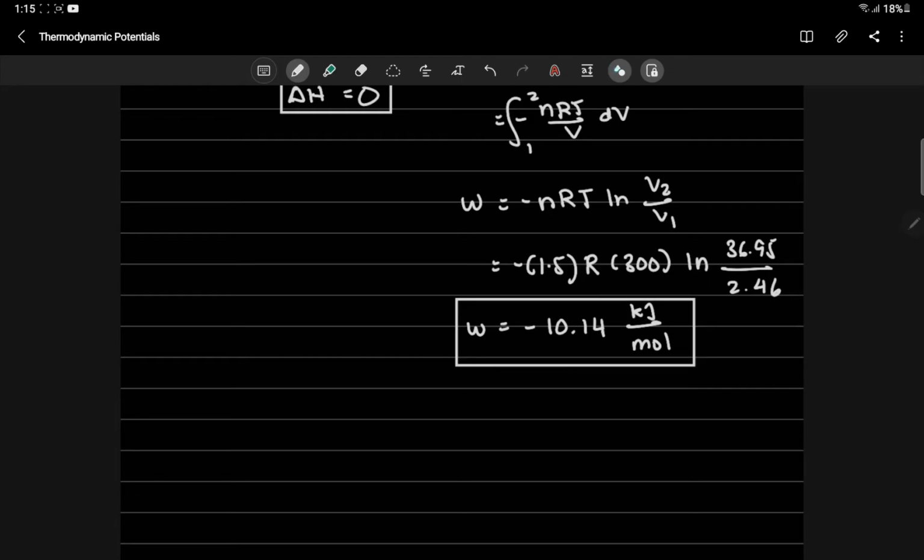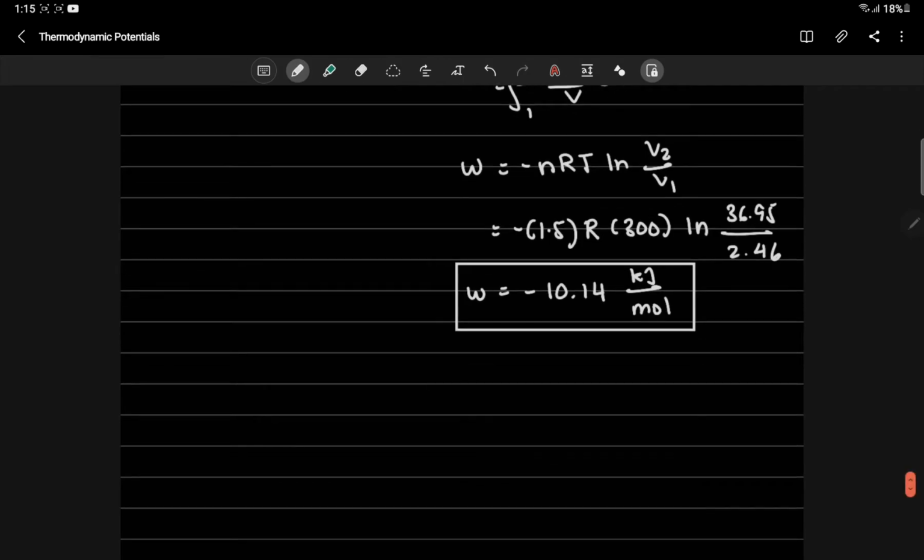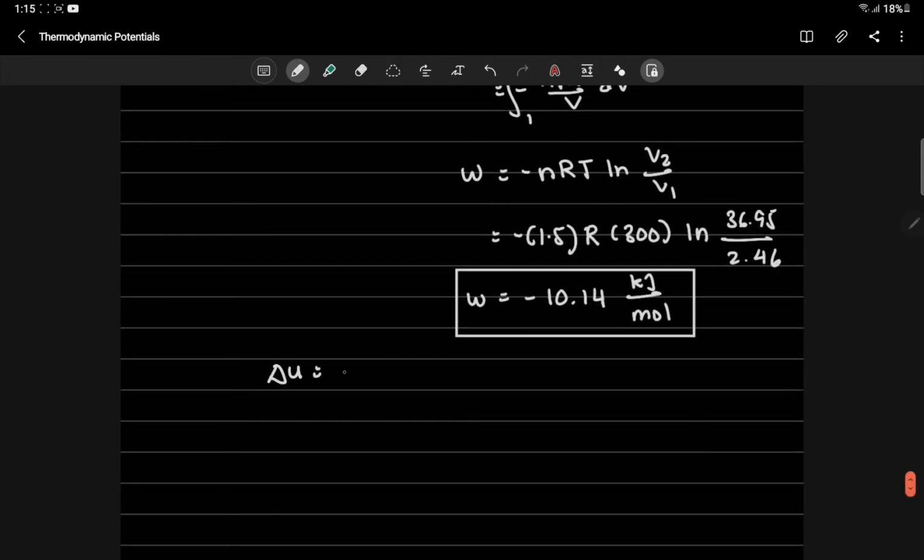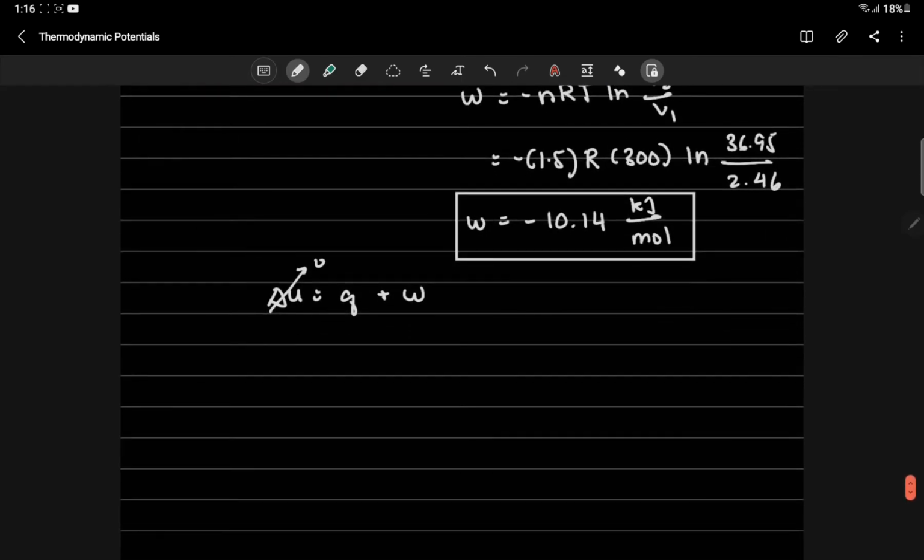Now, remember lang that delta U is equal to Q plus W according to the first law of thermodynamics. Okay, but delta U here is 0 according to our answer earlier, right? So, therefore, yung Q is just the negative of your W. Okay? So, ibig sabihin, Q will be negative of negative 10.14, our answer earlier. So, heat will be 10.14 kilojoules per mole.